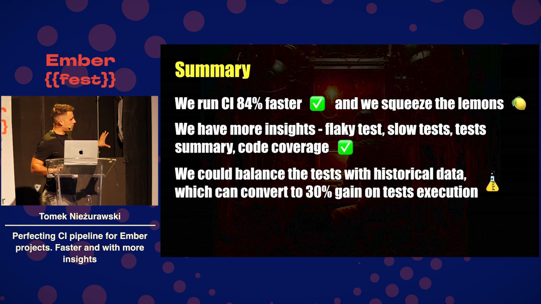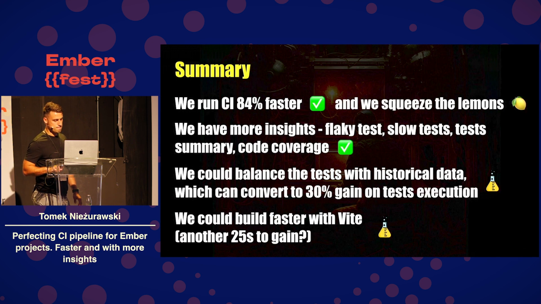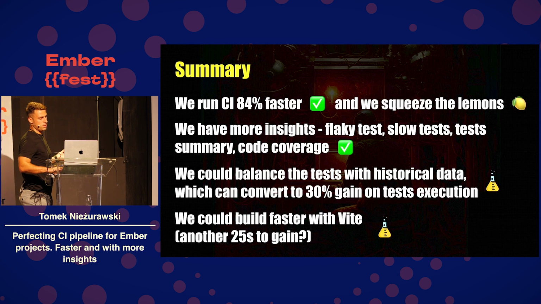And there are two potential things that we can do. So we could balance the tests with historical data, which can maybe convert to a 30% gain on test execution. And there's maybe another, at least for Forest, another 25 seconds to gain, which is, of course, a wild guess. I don't know if Vite is going to build things 50% faster. But there is some promise there, so maybe we'll be able to cut some time as well. And if you are looking into these things and you are also interested, contact me. Maybe we can work on that together and get there together.